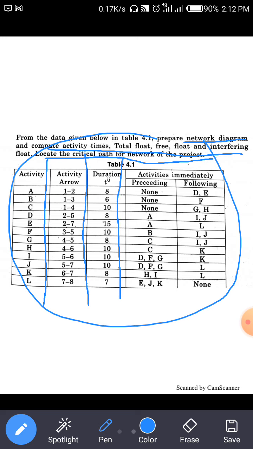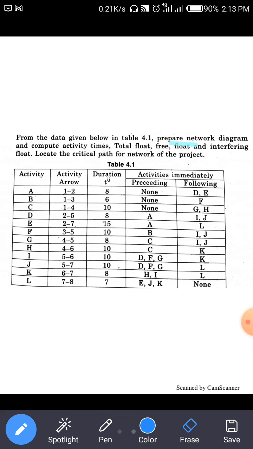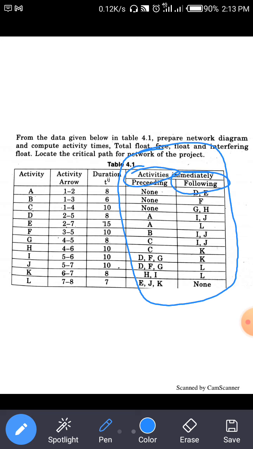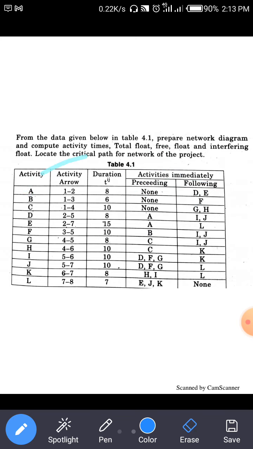The time duration to complete any work or project is given. Clear? Also the preceding and succeeding activities are given, the preceding and following activities. For activity A, the following activities are D and E, and in front of activity A there is no preceding activity. So all the data is given.